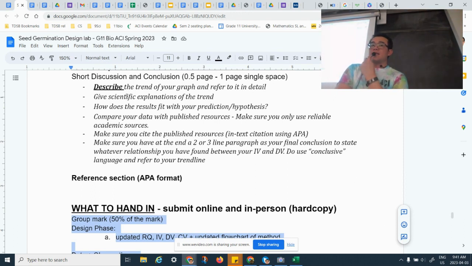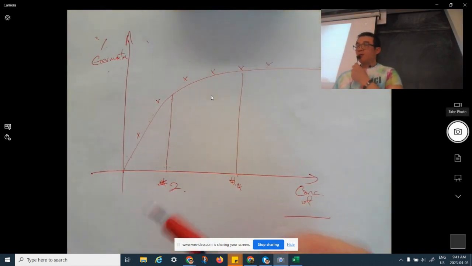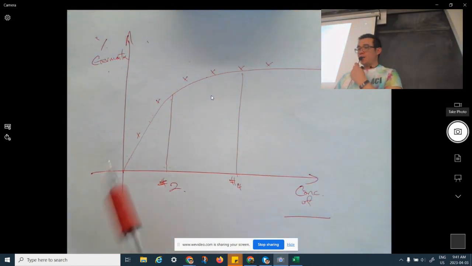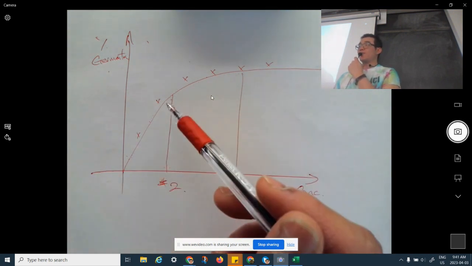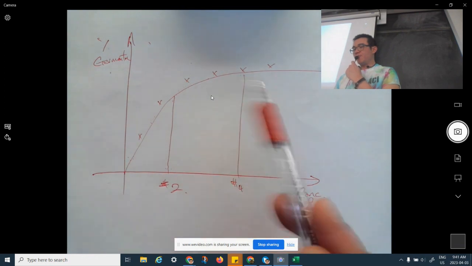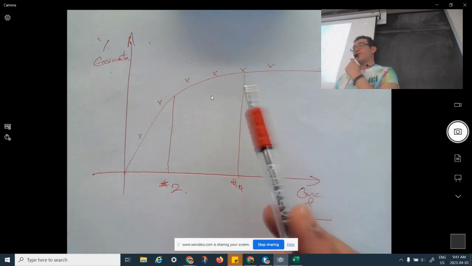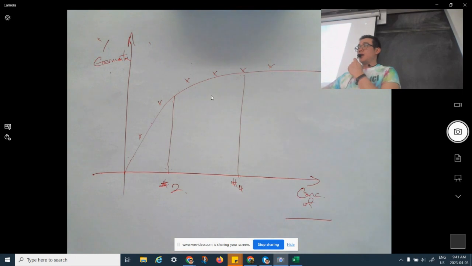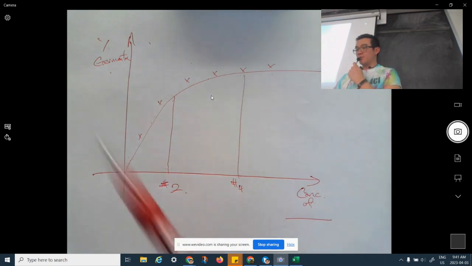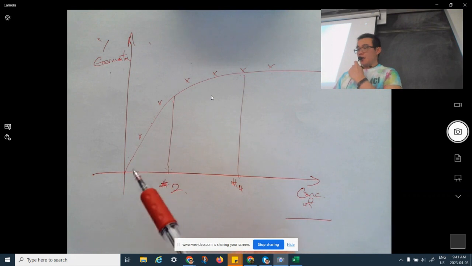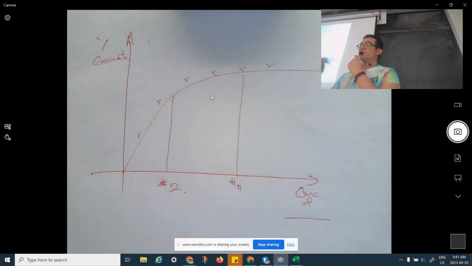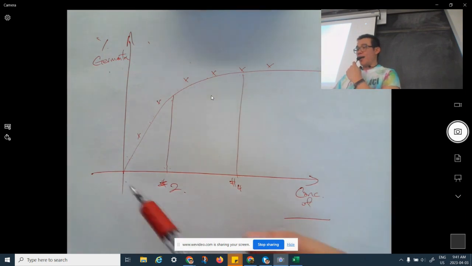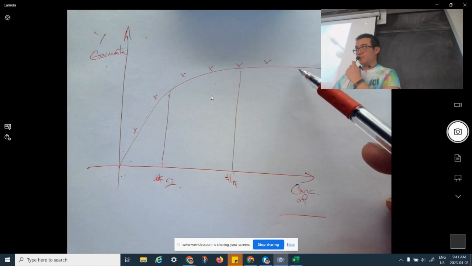Number 2, give a scientific explanation of the trend. So what this means is, you need to explain why it is that when the concentration is from 0 to 2, it goes up really fast, but between 2 to 4 it slows down, and afterwards, from 4 or 5, it barely makes any difference. You can say, maybe because when you go from 0 to 2, and try to give a scientific explanation for why. You explain your result.